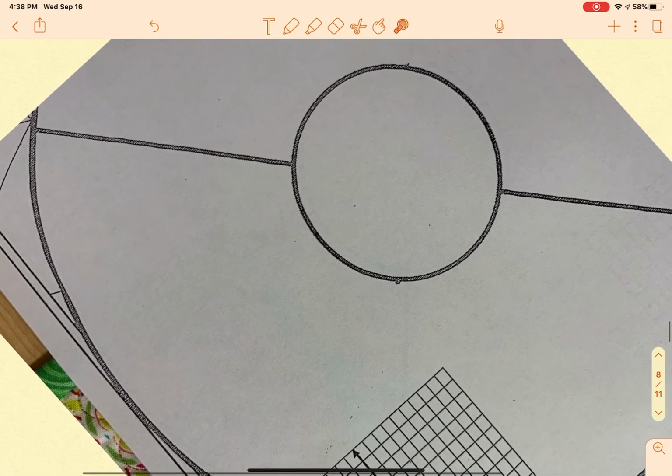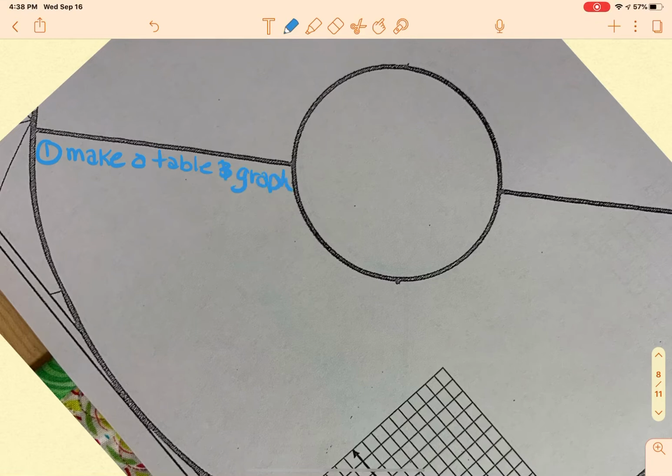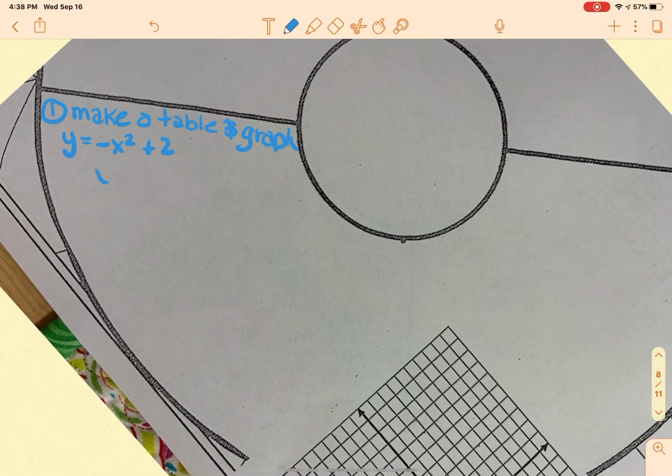So just like all the other directions I've had, it's going to start out the same way. Make a table and graph. And my equation I'm going to start with is y equals negative x squared plus 2. So we're going to start just like we did with the other ones. We're going to make our table. We'll start with negative 2 to 2 and see what we get, and then add things if we need to.